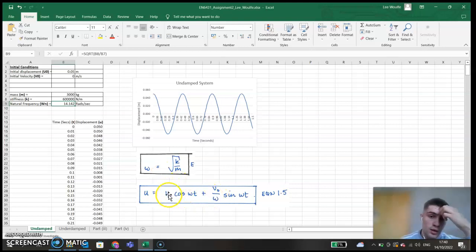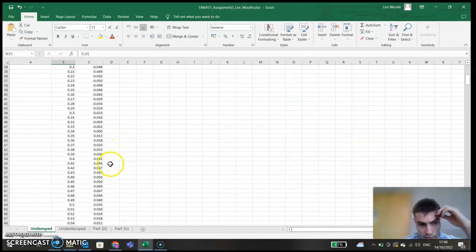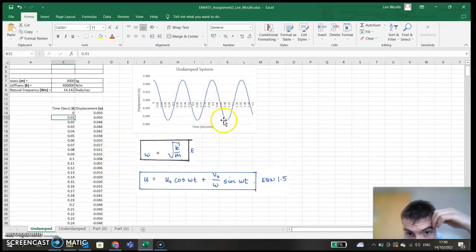A is known as U naught, which is the initial displacement, and B is V naught over omega, which is the initial velocity over the natural frequency. By subbing these values into this formula, I plug them in here into this cell and I pull them down. I use the time step as 0.01 to give a smooth curve and a more accurate result. I think I took this down as far as about 1.5 seconds, as can be seen in the graph.